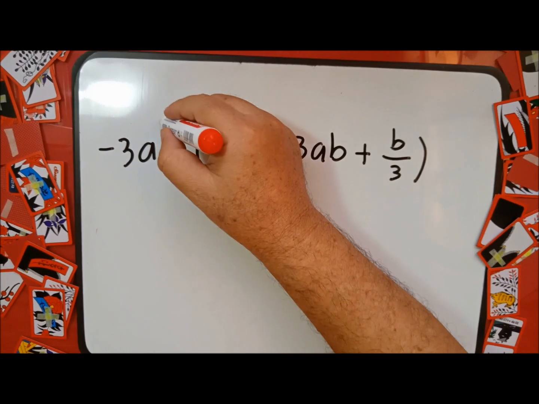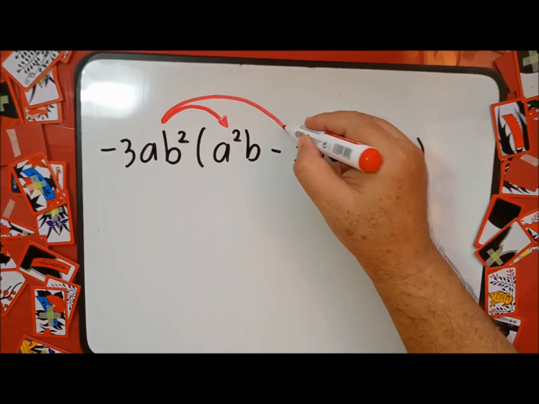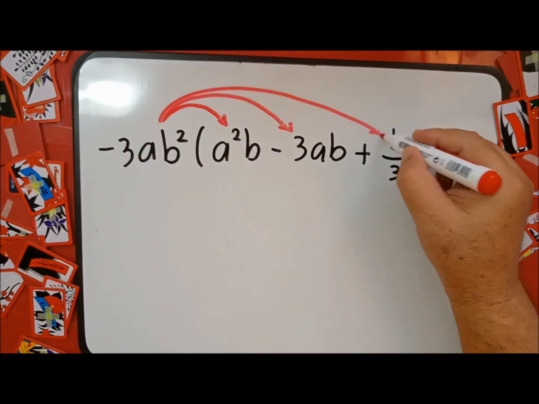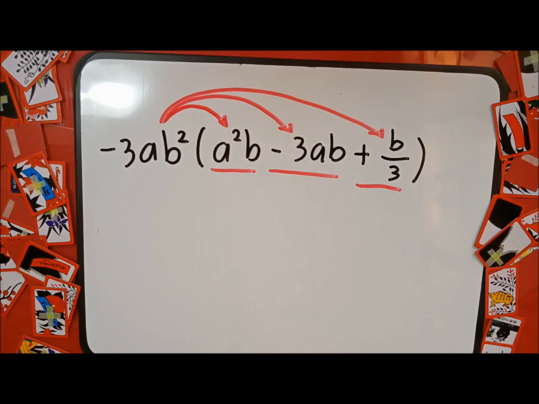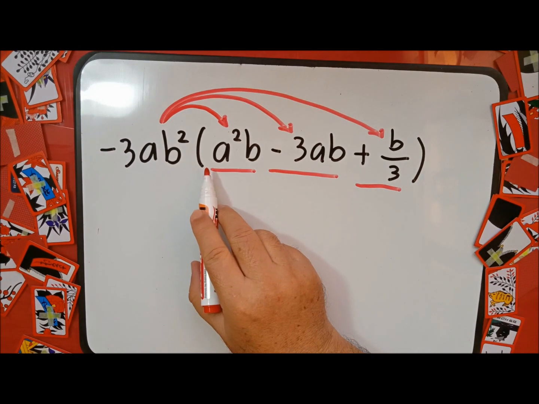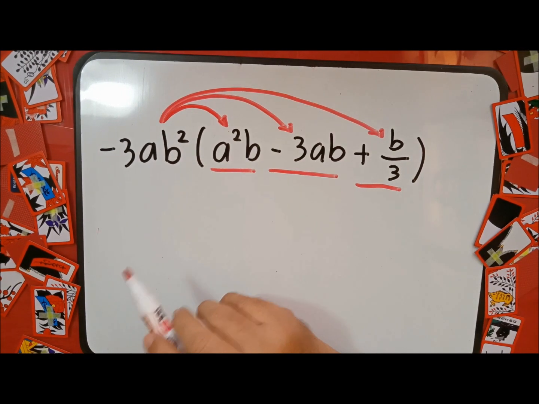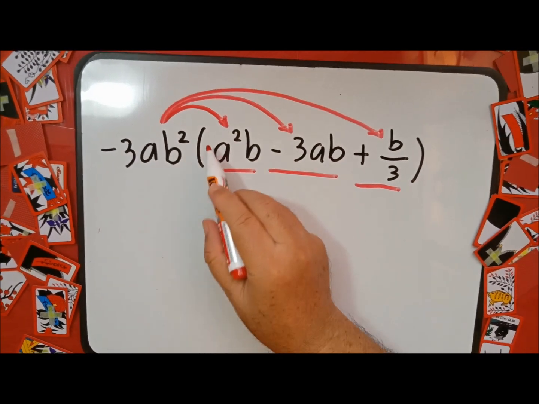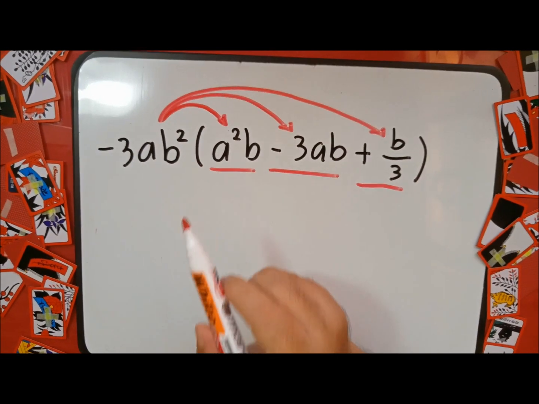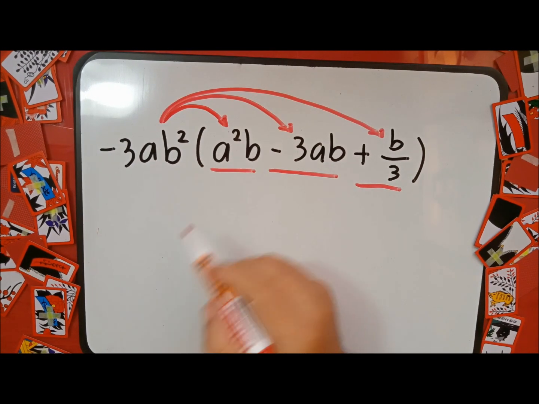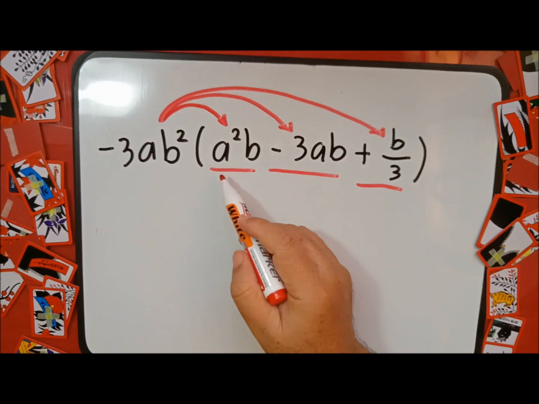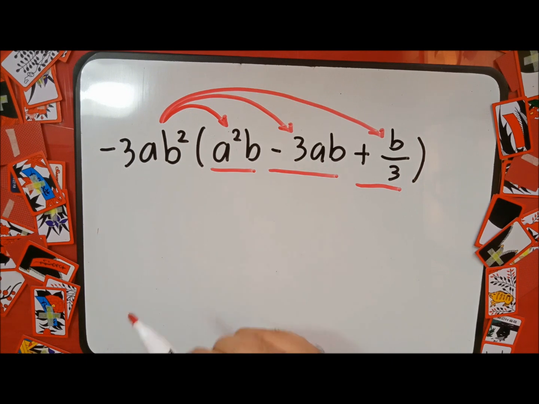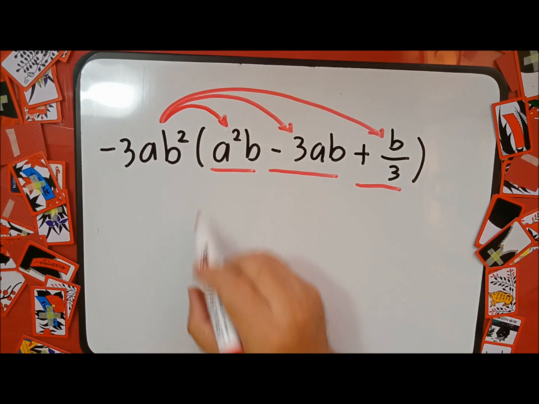Multiply this monomial to the first term, then to the second term, then to the third term. This is your first term, your second term, and your third term. Now, how will you multiply this? Negative 3 times what? There is a numerical coefficient equivalent to 1. We are not writing this. Once the numerical coefficient is 1, you will not write it on these literal coefficients.